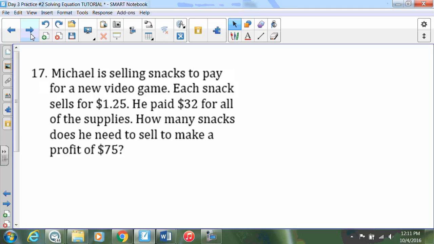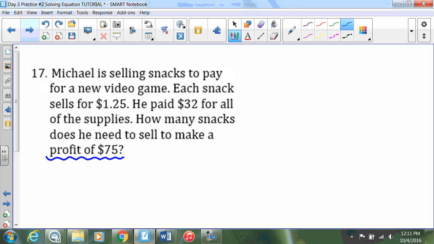All right, Michael's selling snacks to pay for a new video game. Each snack sells for $1.25. He paid $32 for all of the supplies. How many snacks does he need to sell to make a profit of $75? So let's talk about what profit means. Profit means when all is said and done, Michael will have $75 in his wallet that he did not have in the beginning. So that's his goal.